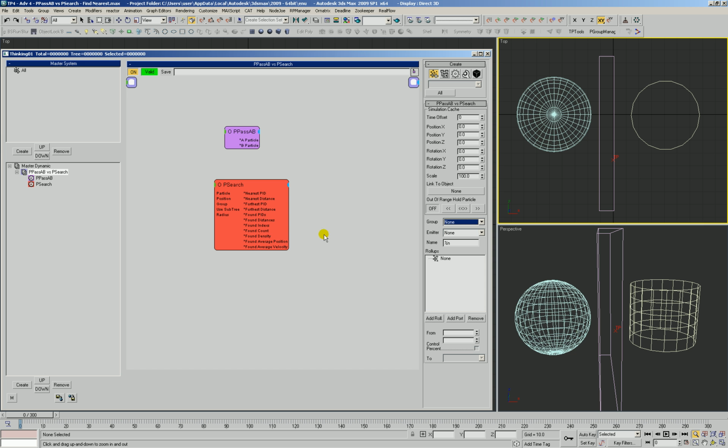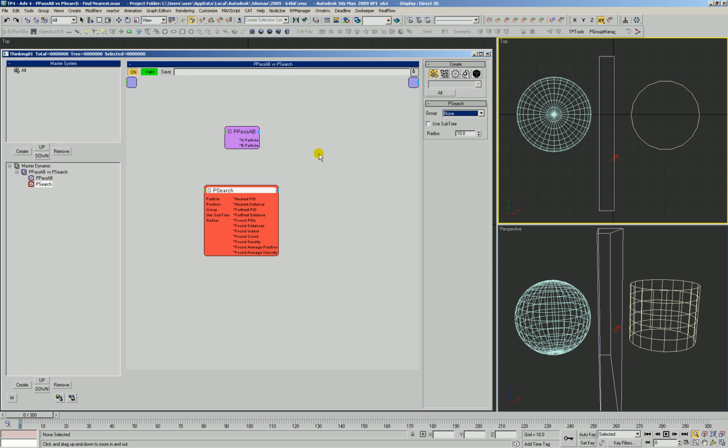In this video we're going to take a look at PPassAB and PSearch and the similarities and differences between them. These are both initiators and they both allow particles to search around and find other particles. In PSearch's case, particles are not required. You can actually use just a position input.